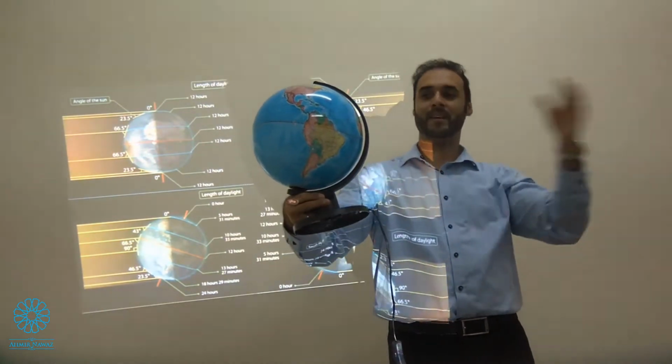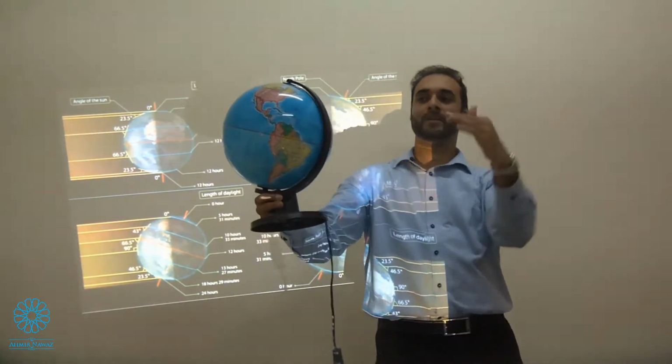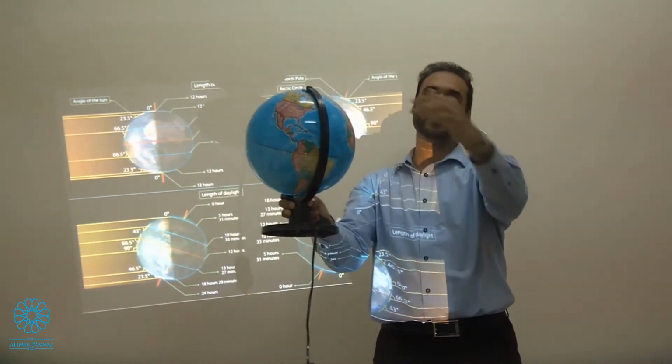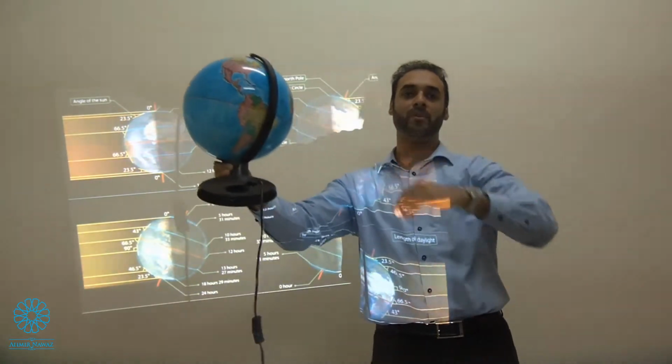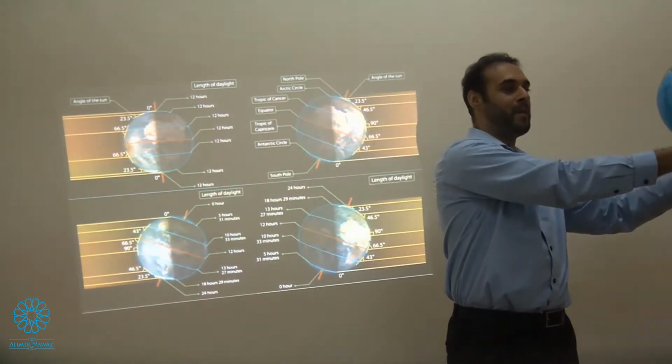If the sun's here, this is June. The northern hemisphere is facing the sun. So the sun's hitting England full on, you can see. So we're going to get very long days and very short nights. So June, July, August, September, October, November, December.